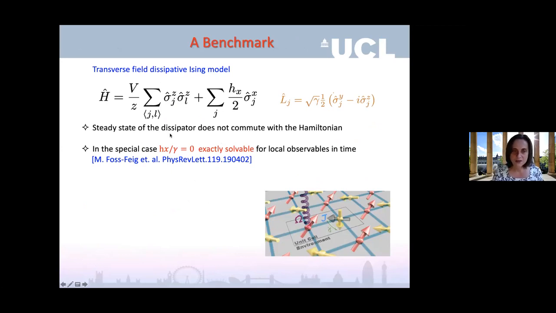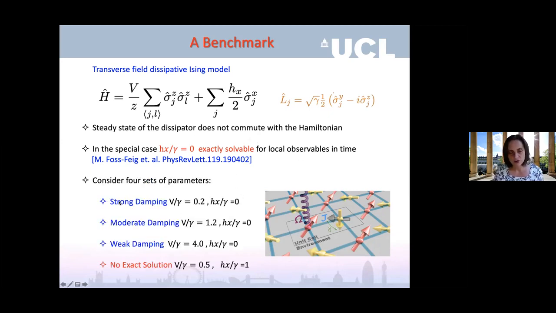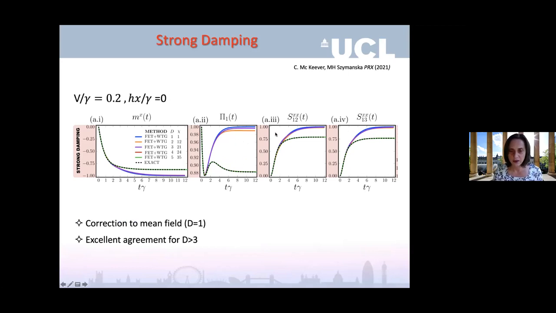We tested that with the transverse field dissipative Ising model, for the reason that if H is set to 0, this model is exactly solvable. So we were able to compare our simulations with an exact solution. And we went through strong damping, moderate damping, and weak damping to see how the algorithms compare. I don't have maybe time to go through details. This is just magnetization and various correlations, so spin-spin correlations in the system.